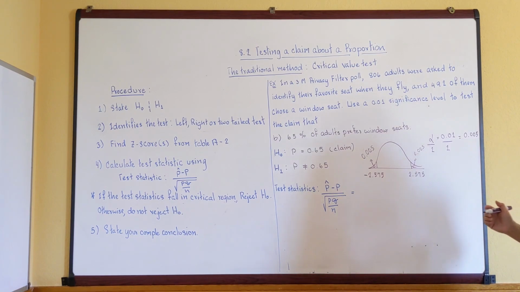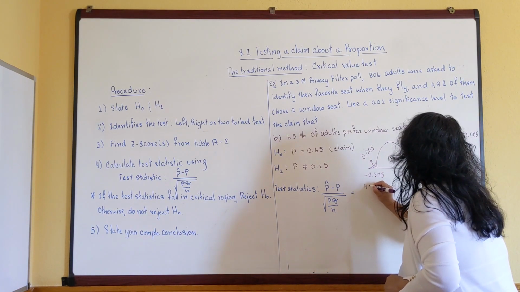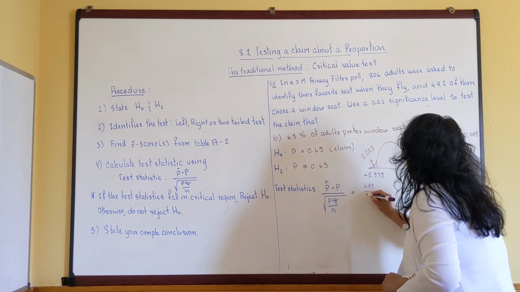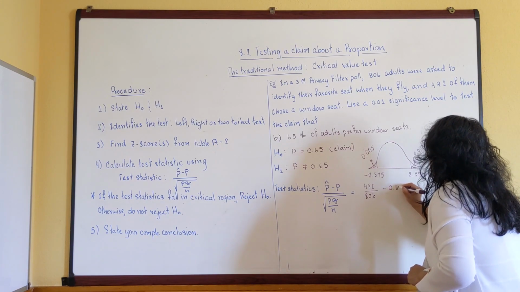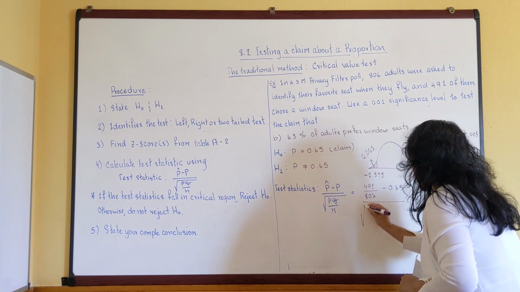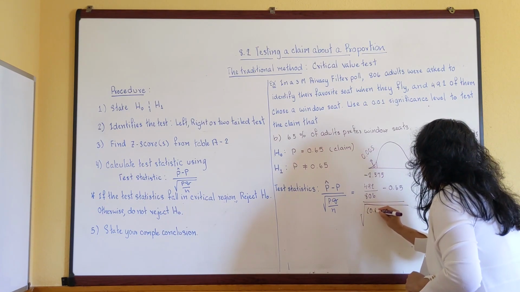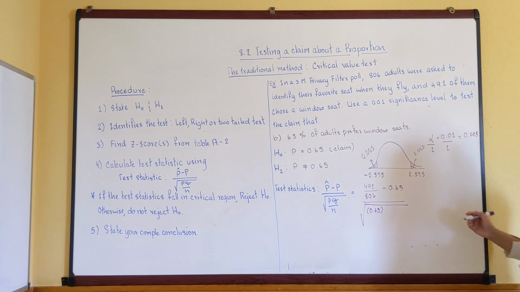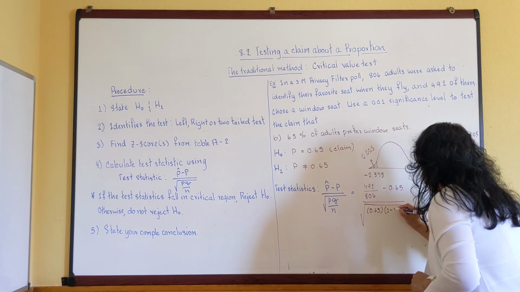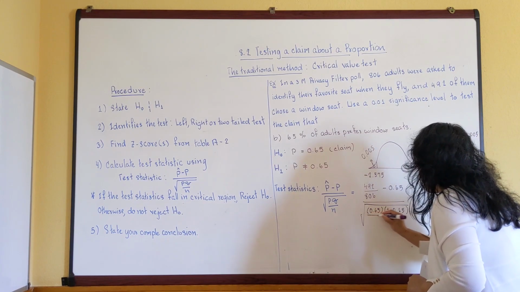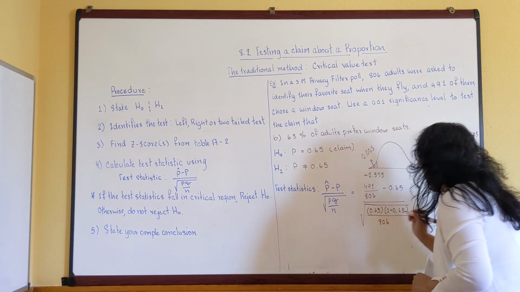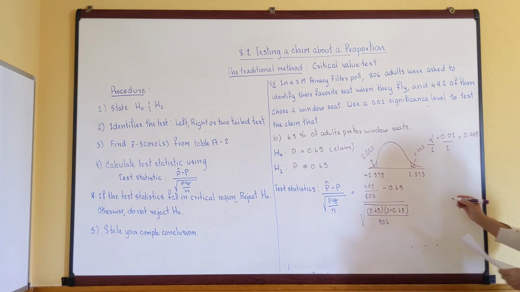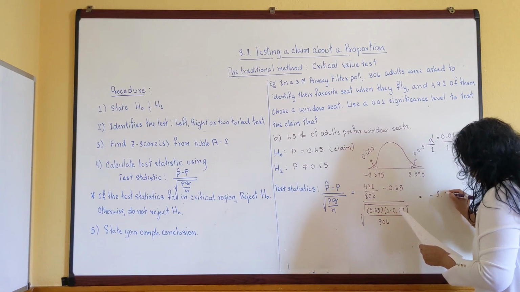Next, we're going to calculate the test statistic. P hat is the same, x over n, which is 492 over 806. However, my p now is 0.65, so minus 0.65. The denominator is p, which is 0.65, times q, which is 1 minus 0.65, over n, which is the same, 806. If you calculate this, you should get negative 2.355.